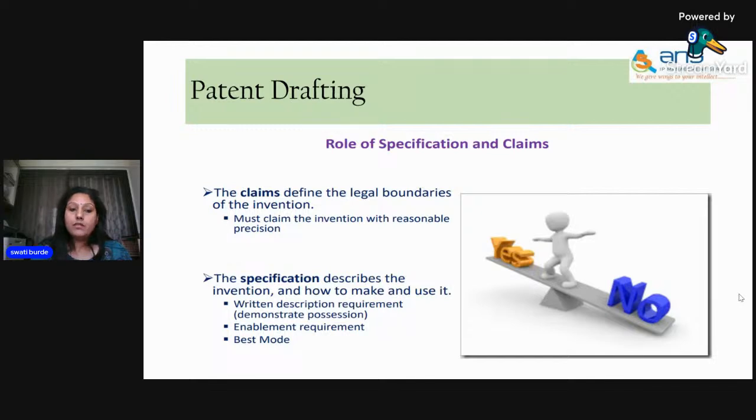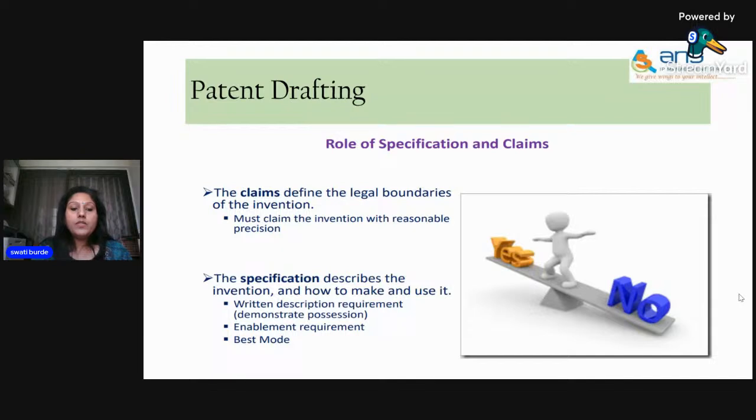Claims define the scope of an invention. So whatever you are claiming, you will get protection on that. So in all the infringement suits that are filed, we consider the claims actually.